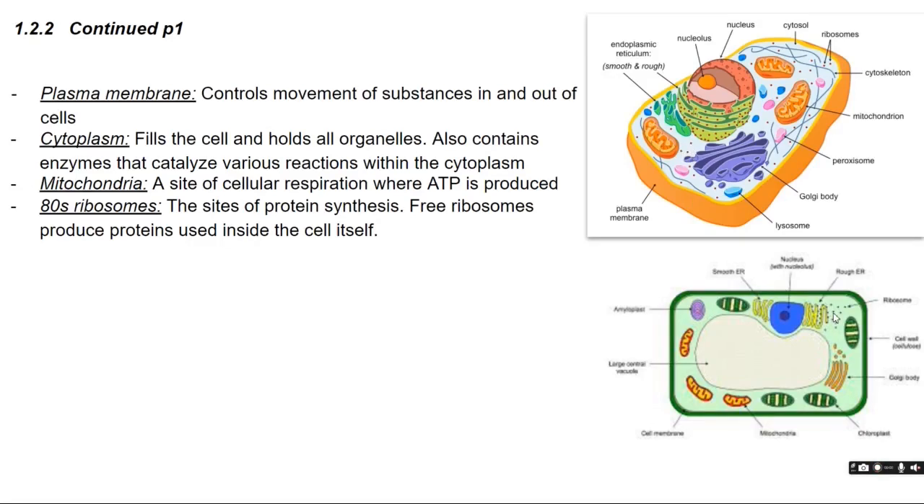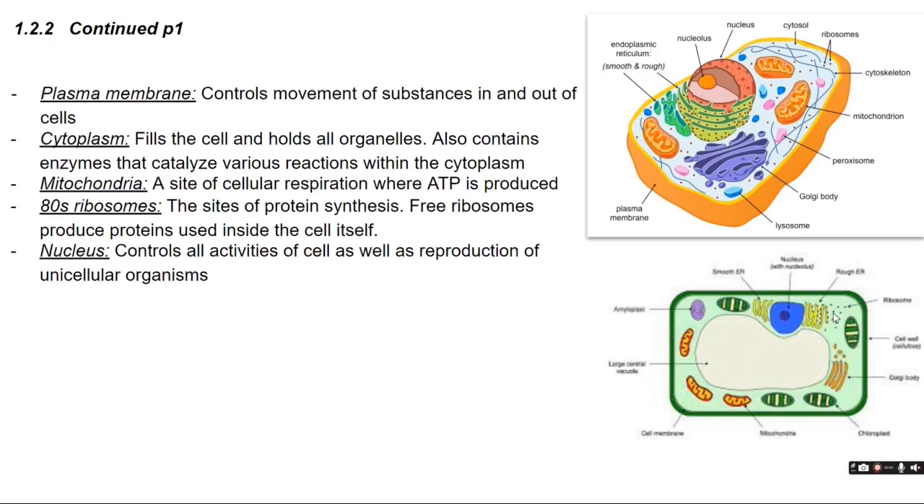here. And the free ribosomes produce proteins that are used inside the cell itself. We then have the nucleus, which is not in prokaryotes, right here, this big circle, and it just controls all activities of the cell, as well as reproduction of unicellular organisms. We have inside of that the nucleolus, which is the part of the nucleus that produces these ribosomes that each go on to produce protein.